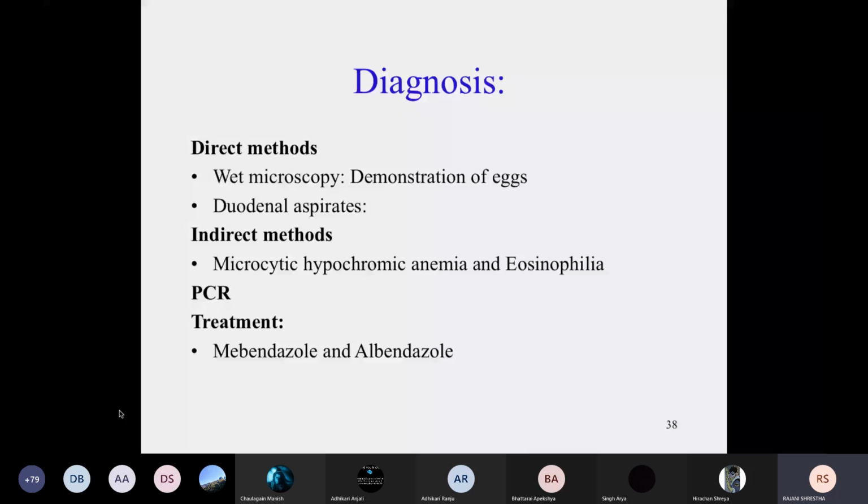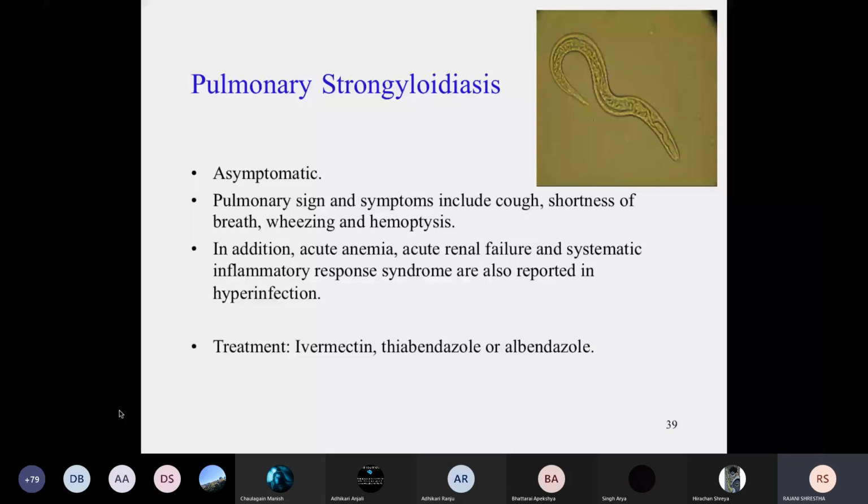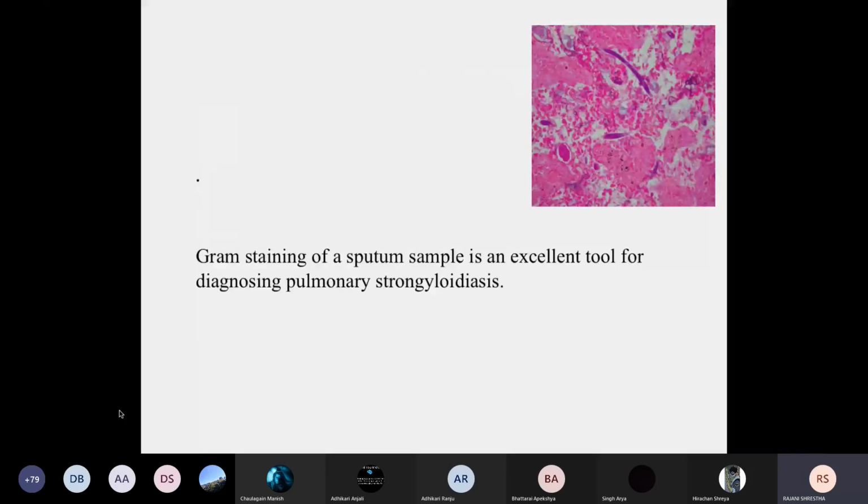Strongyloides also lead to a Loeffler-like syndrome, okay? The Strongyloides infection mainly occurs in the opportunistic host, or it is an opportunistic parasite. In some cases it might be asymptomatic, but the patient might have cough, shortness of breath, wheeze, and hemoptysis. Moreover, it may also lead to acute anemia with acute renal failure, and there might be systemic inflammatory response syndrome. For the treatment of Strongyloides infection, you can treat with ivermectin, thiabendazole or albendazole. If you see in the sputum, you can find the filariform larva, which leads to the diagnosis of pulmonary strongyloidiasis.